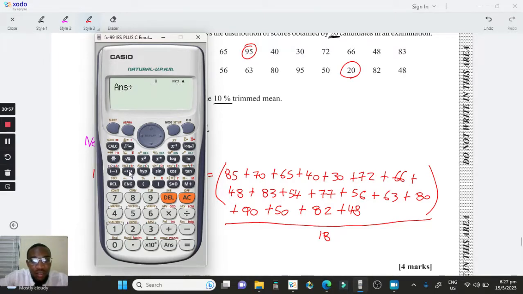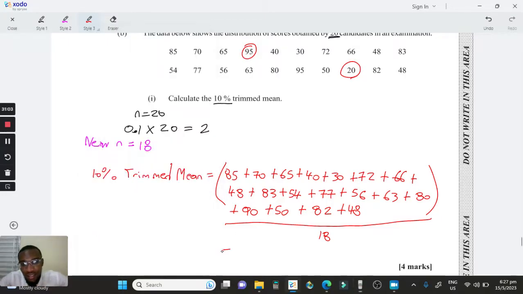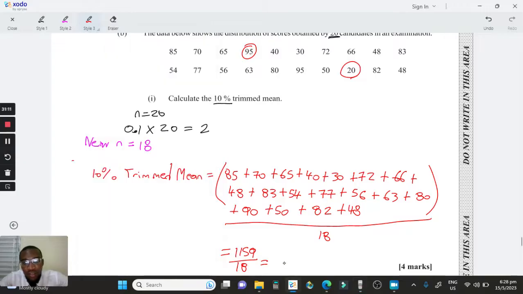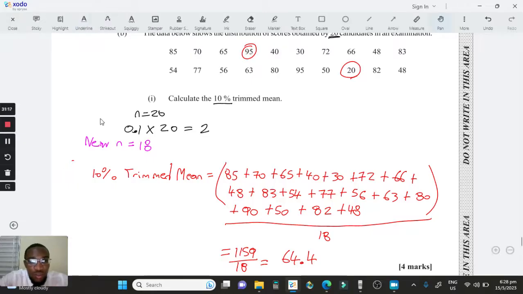And I divide it by 18. So 1159 divided by 18 is equal to 64.38. So 64.4. That's the average score, 64.4.